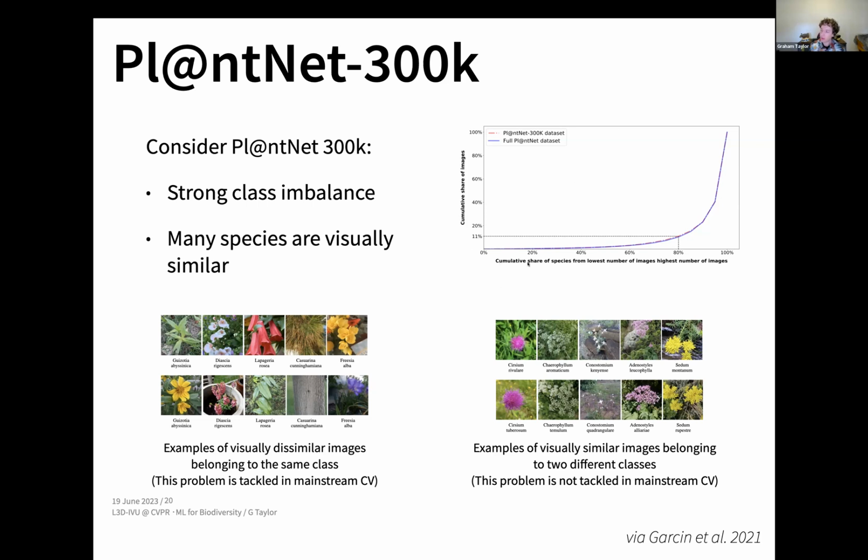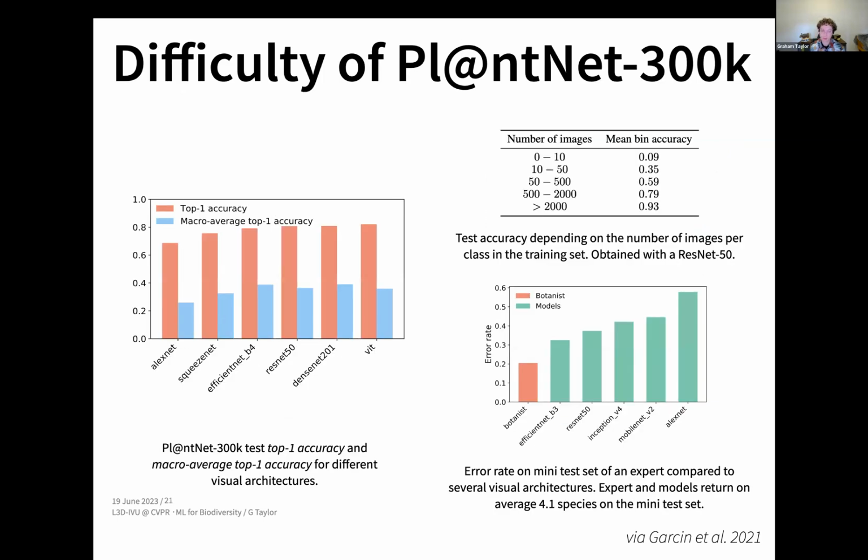Up here on the top is really just showing you the long-tail nature of the data. This is an alternative way of looking at it, but basically you have 80% of the species in the data set only representing 11% of the total images. So the images are mostly dominated by a few frequent classes. So it's definitely a long tail data set. And this leads to difficulties.